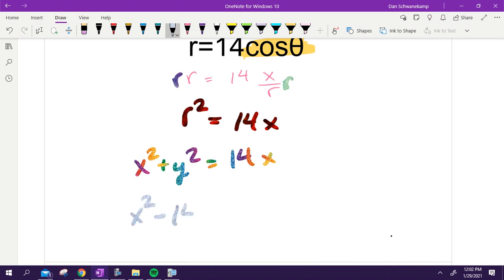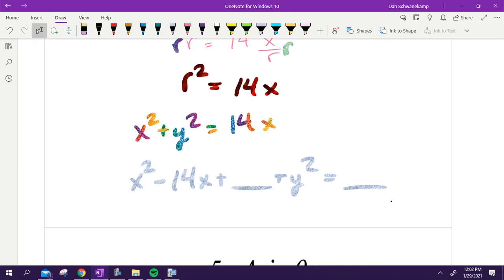We get x squared minus 14x plus a blank. We've got to have a blank in there. And then it's plus y squared. And if we add a blank to one side, we've got to add it to the other, so there's a blank on the other side. Then we fill in the blank with half of b, squared. So you take negative 14, you cut it in half, you get negative 7. Negative 7 squared is 49.